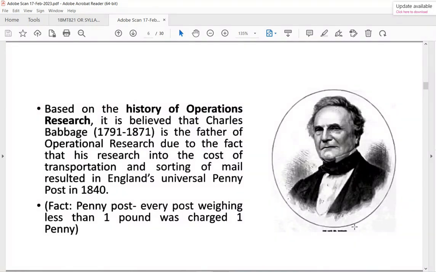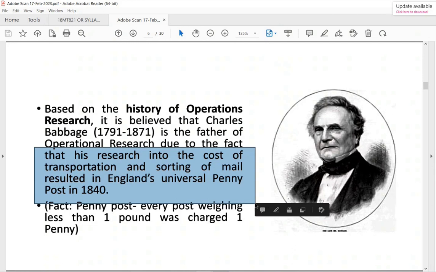Then, when did it start? The history of it: operations research was introduced and defined by Charles Babbage, during his lifetime, 1791 to 1871. He is called the father of operations research because he did much research on the transportation and sorting of mail. In olden days, transportation was very limited. It was used for mail, to send a particular material from one location to another, then sort it out with respect to the location it has to reach.